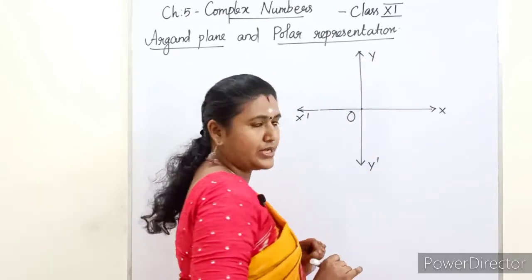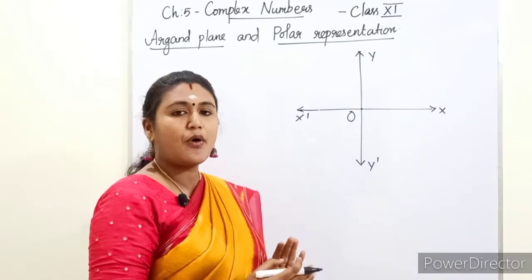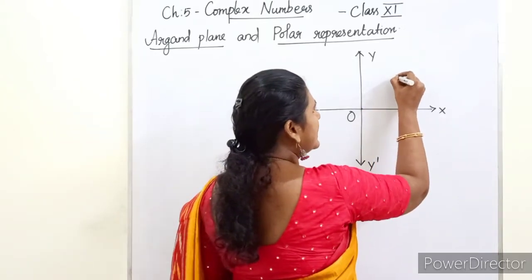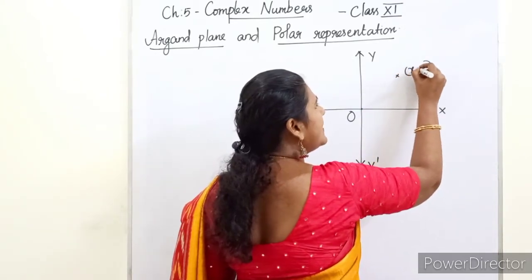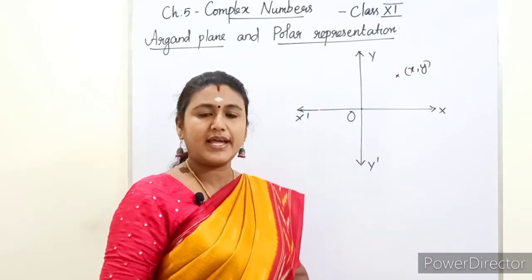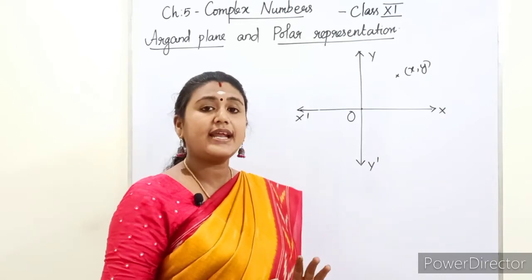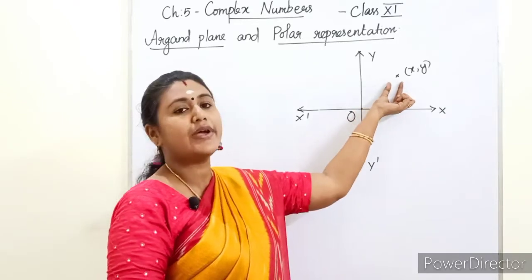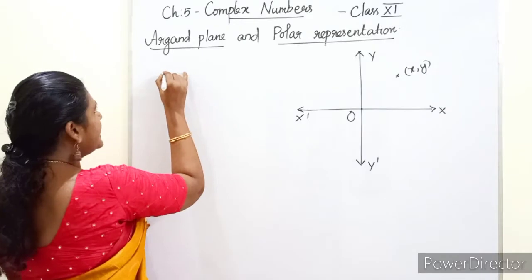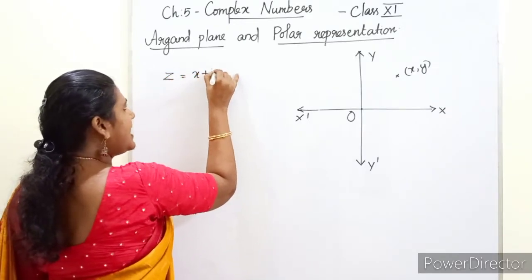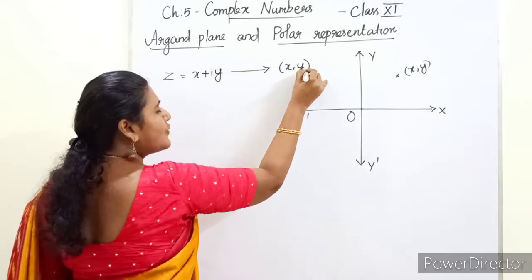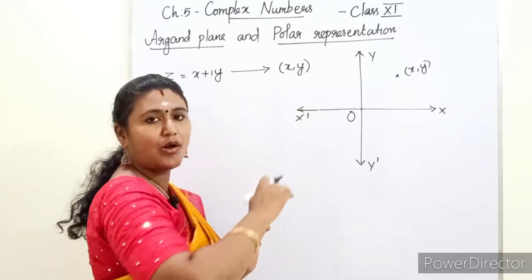So this point is the origin. Here each point is represented as an ordered pair. If I am taking any point here, it is represented by an ordered pair (x, y). Every point in the coordinate plane is represented by an ordered pair, or I can say that each ordered pair corresponds to a point in the xy plane. Similarly, if we consider a complex number z equal to x plus iy, this z also corresponds to an ordered pair (x, y). So for every complex number, we will get an ordered pair also.